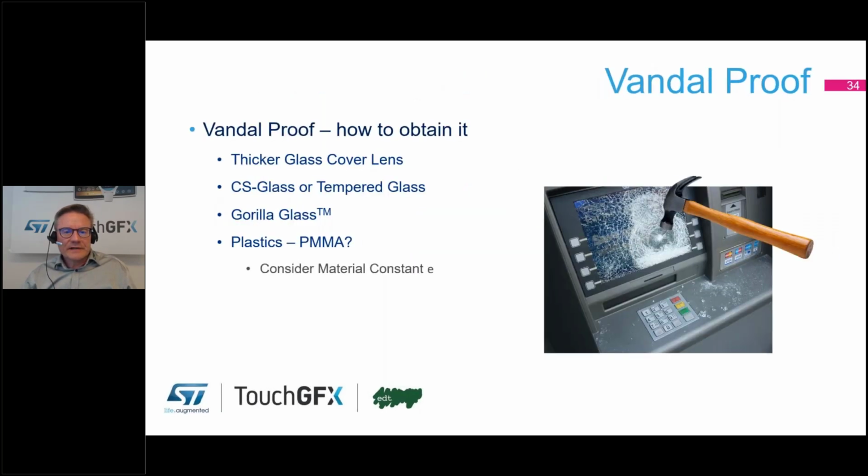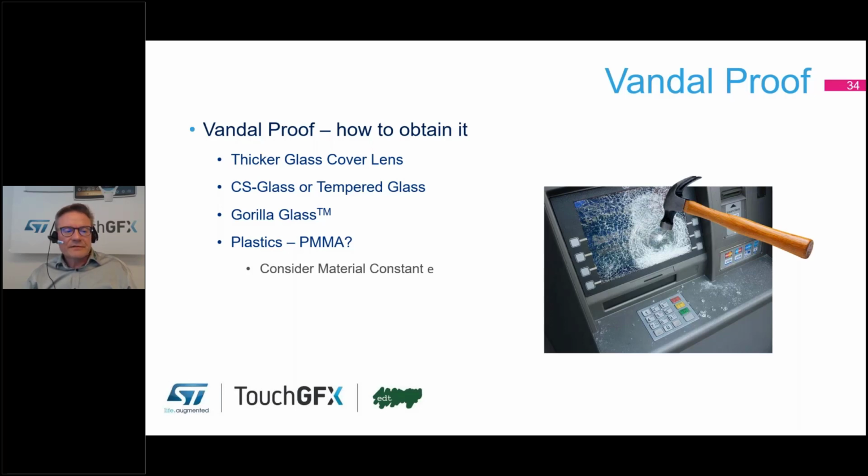I mentioned vandalism and vandalism proofing. It's quite obvious that the thicker the glass, the safer you would feel. Actually, if you put two 3mm glasses together and laminate them, you will have a very strong impact strength compared to a 6mm glass. So a laminated structure is actually very good in terms of absorbing the shock.